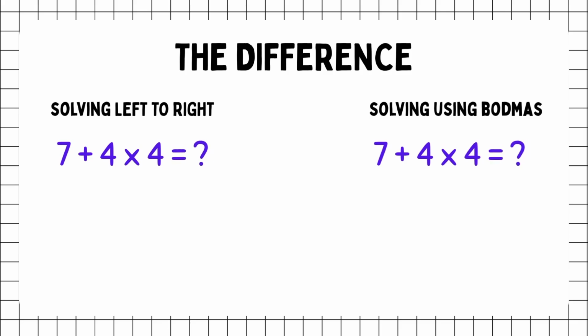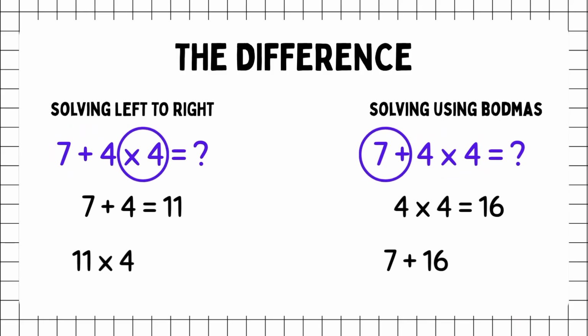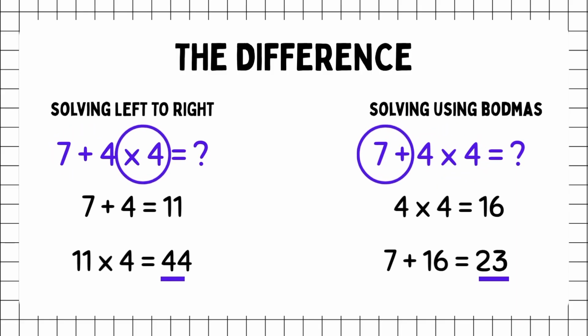As I said earlier, the reason we need to follow order of operations is to ensure anyone solving the same equation reaches the same result. In these two examples, we can see how working from left to right results in a different answer to following an acronym like BODMAS. 44 and 23 are two totally different numbers, and this can get very confusing very quickly.